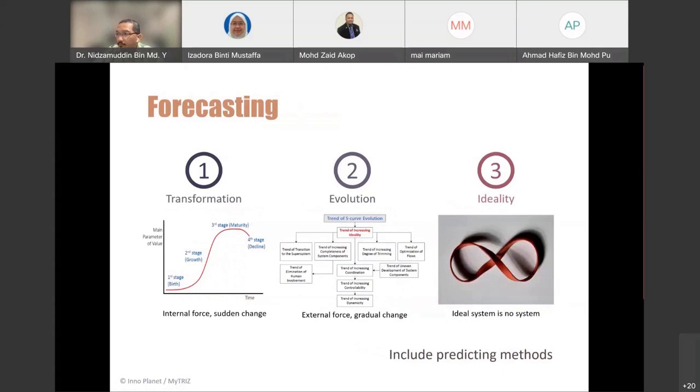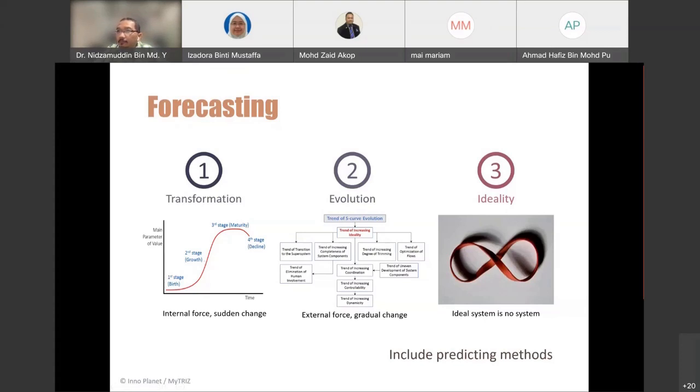Right, and we have also, this is a very powerful method in TRIZ, basically we have the forecasting. So we study a model of how to find the transformation of a certain product or a certain model from identifying the main parameter value, and we analyze at which stage of the transformation it is currently in.